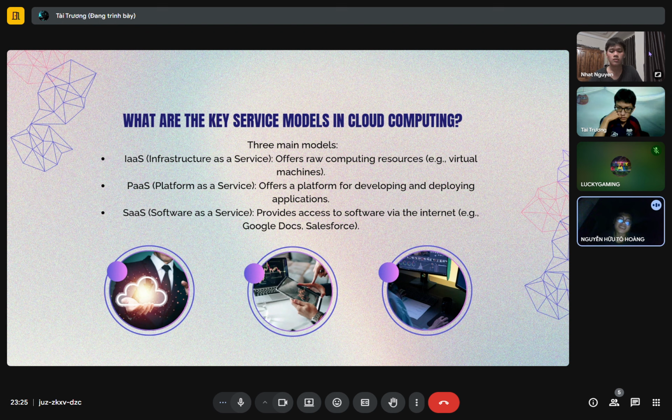The third is SaaS, software as a service. It's the most popular for the developer. It provides access to software via the internet, for example Google Docs and Salesforce.